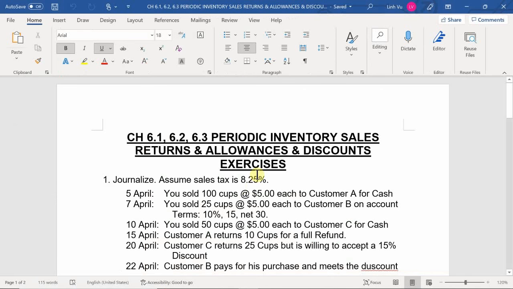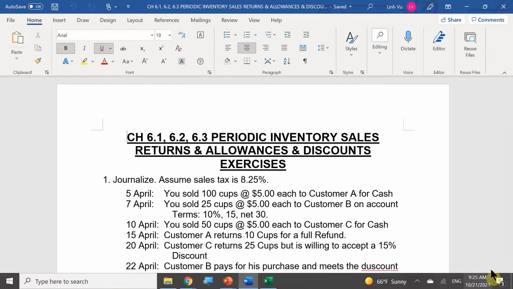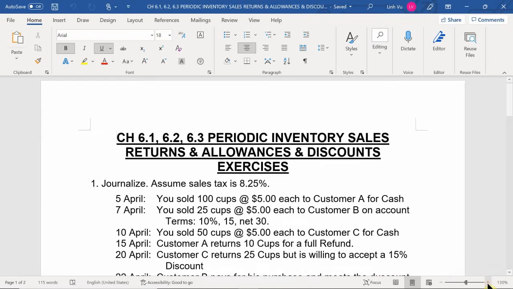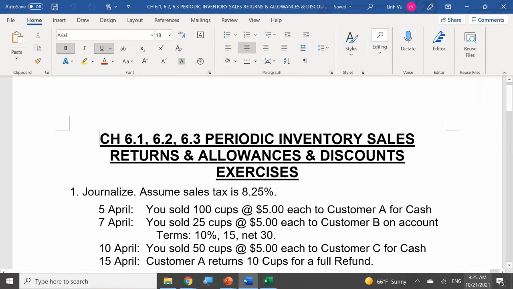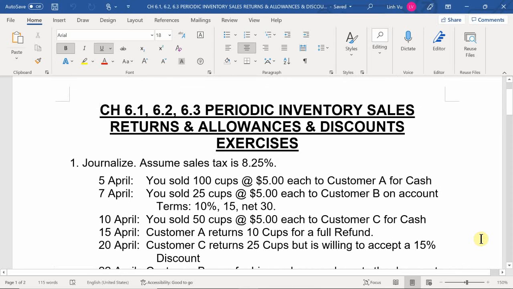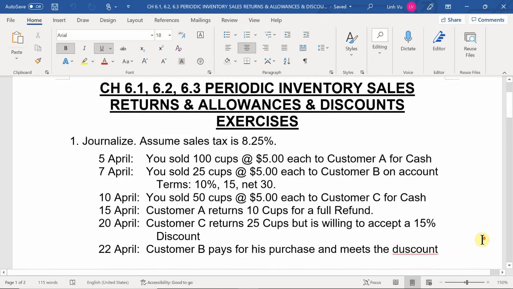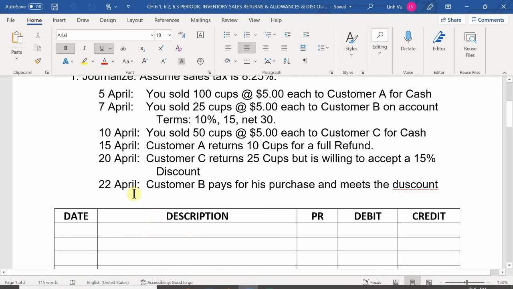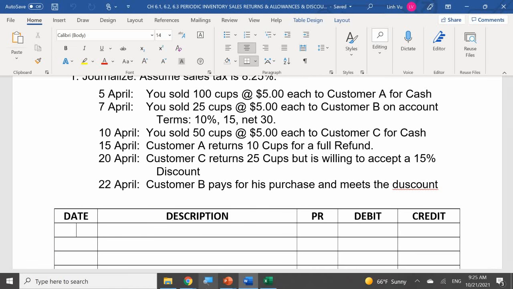Here is the chapter 6 exercises 1, 2, and 3. Journalize and assume that sales tax is 8.25%. Let's take a look here. On April 5th, you sold 100 cups at $5 each to customer A for cash. So how do I journalize this on April 5th?